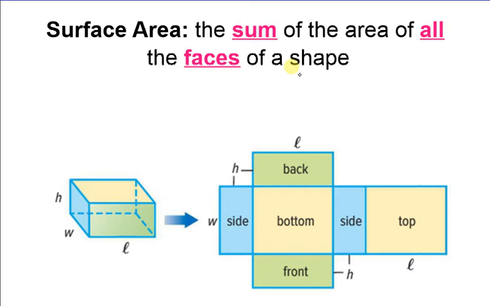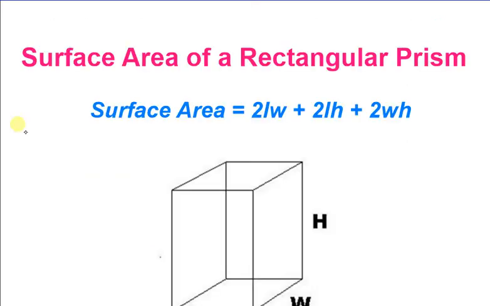If you forget the formula for surface area for any of the shapes, surface area is simply adding this area with this area with this area with this area with this area. So if you find the area of each of the faces and you add them together, no matter what formula you use, it's going to work. Okay? So let's go ahead and get started.